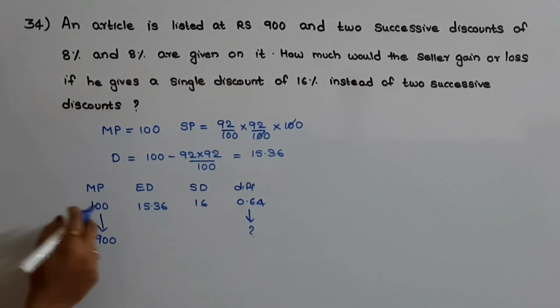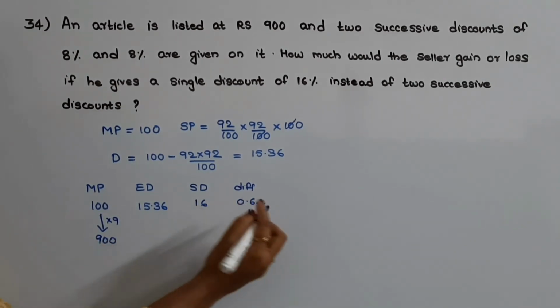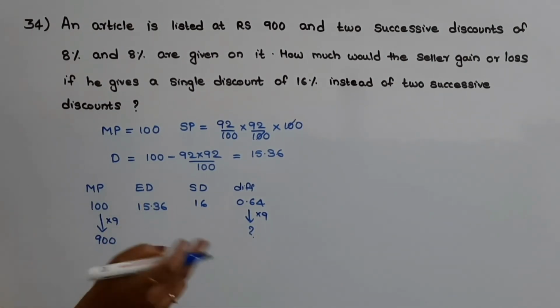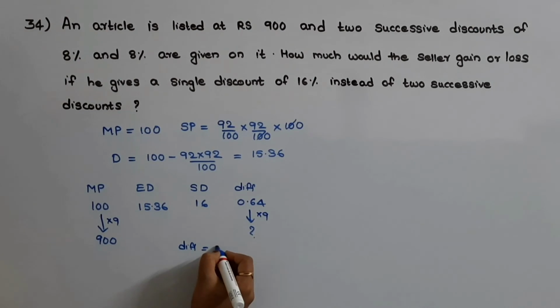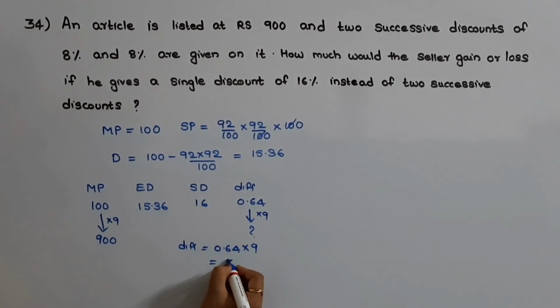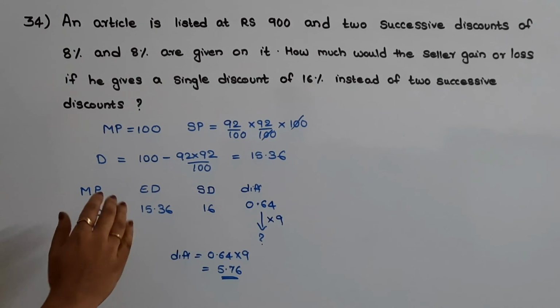Okay, this 100 into 9 is 900. So if we multiply this 0.64 by 9, we will get the difference when the mark price is 900. Okay, so the difference will be equal to 0.64 into 9, that will be equal to 5.76. So this is the answer. So here finishes this part of profit and loss.